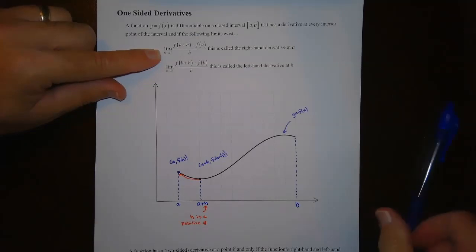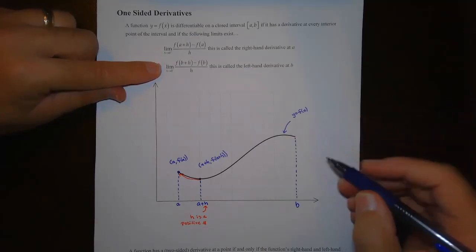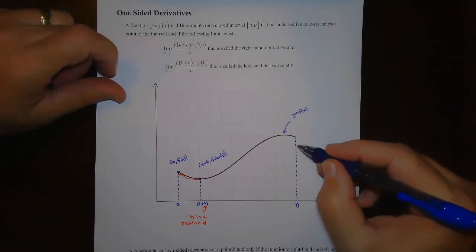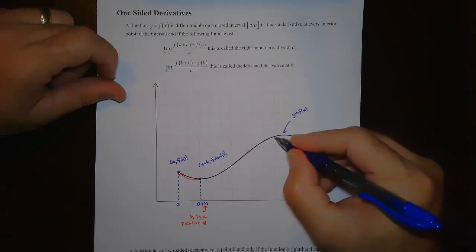Okay. This next one, we're going to go b. Now, where is b plus h? Now, if we tried to find the derivative of b, we can't go out here to the right because this is a right endpoint and there's no more function out here to pick a second point. So what we could do is pick a point like right here.